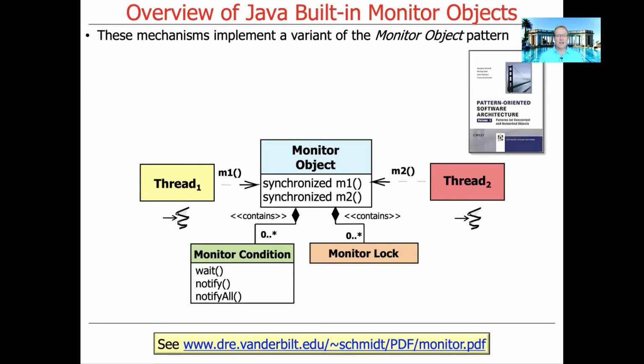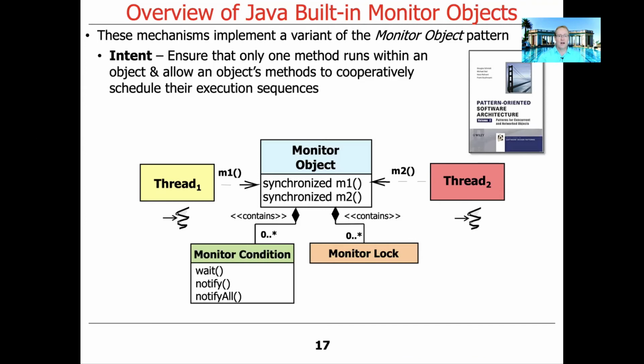These different mechanisms implement a variant of something called the monitor object pattern. And this pattern appears in the Pattern-Oriented Software Architecture Volume 2 book, which I wrote about 20 years ago. And you can also read about this if you take a look at the link at the bottom of the page. The intent of this pattern is to ensure that only one method runs within an object at a time.